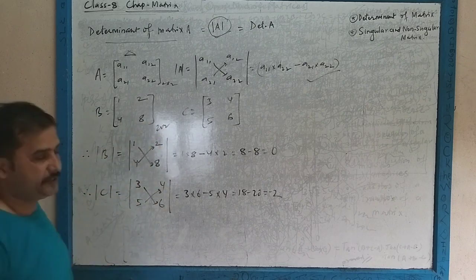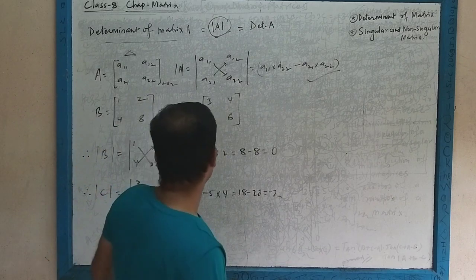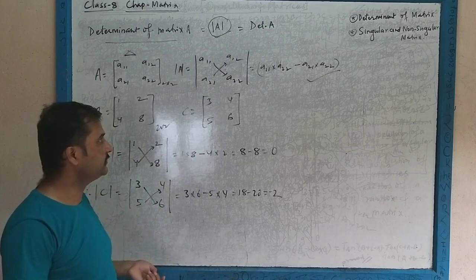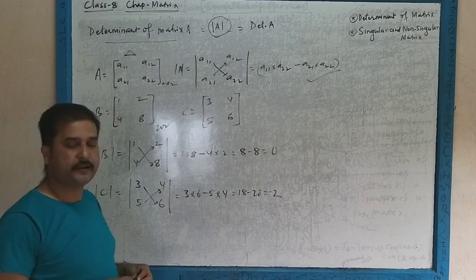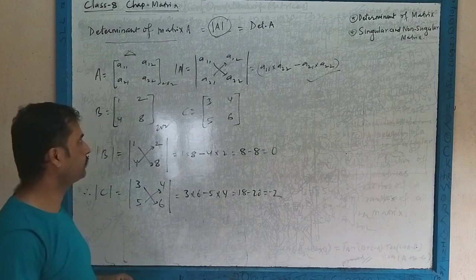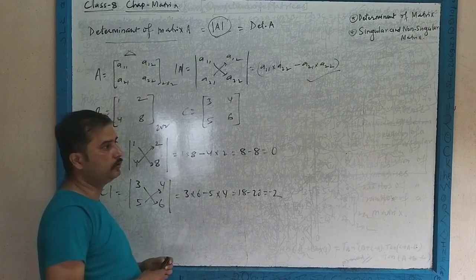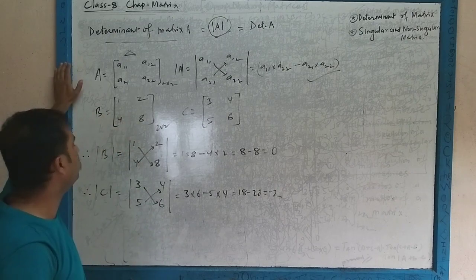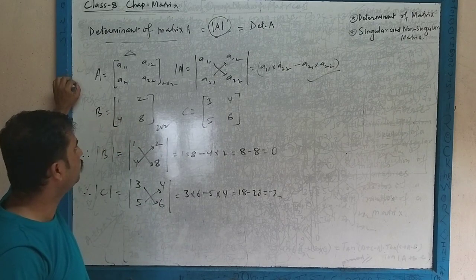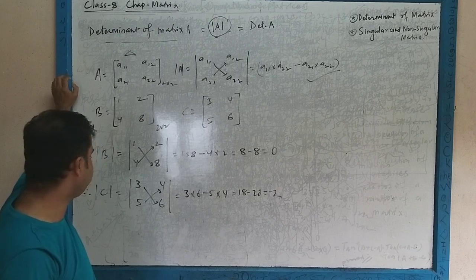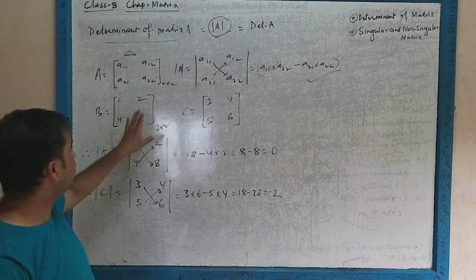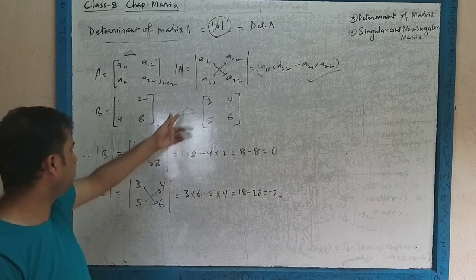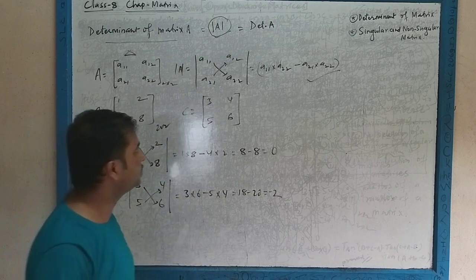So in this way we find the determinant of any matrix. Generally we find determinant of square matrix. Either it is of 2 by 2 or it is of 3 by 3. So here we have found the determinant of square matrix. I have taken examples of matrix B and matrix C, and we have found the determinant of matrix.